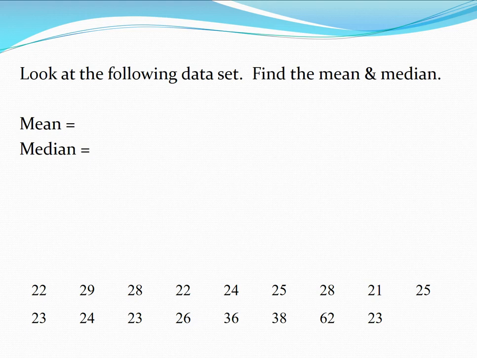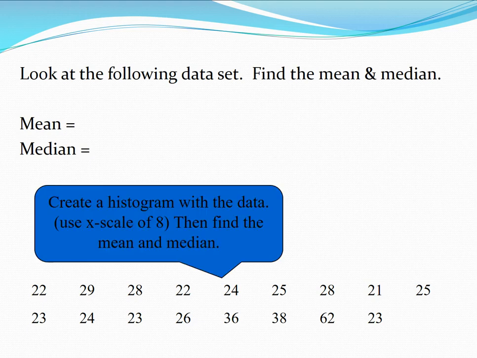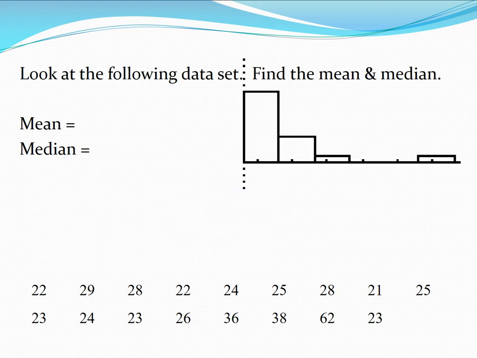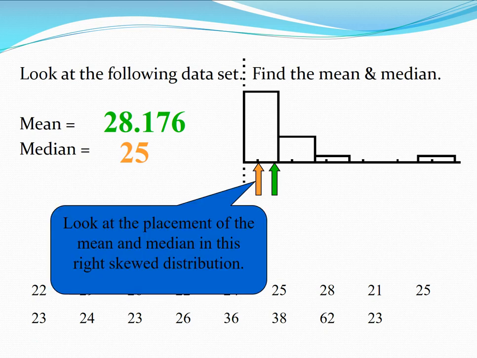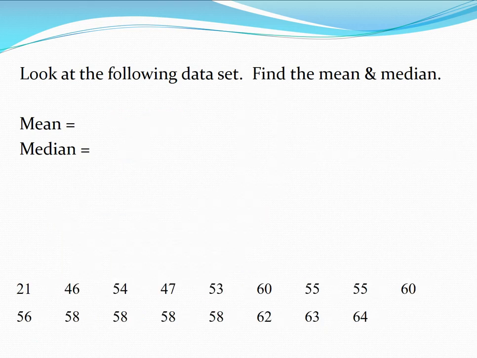Now here I changed it. Now I have a different type of histogram. Looks like that. That's no longer symmetrical. Now let's calculate the mean and the median for you. Here's the median. Here's the mean. Notice that the mean is bigger than the median in this case. Interesting. In a symmetrical one, they were the same, but in a skewed one, the mean's bigger. Look at that placement. Let's do one more.